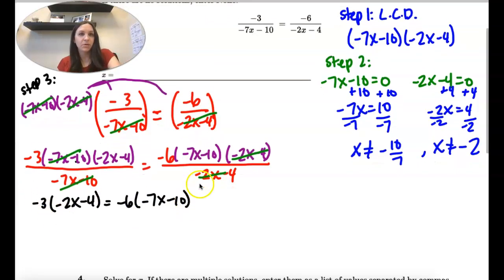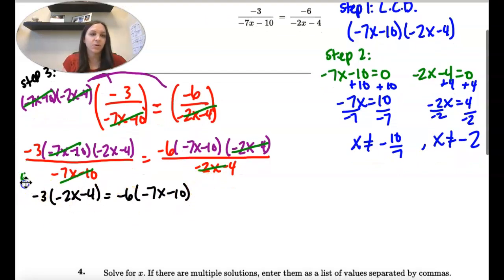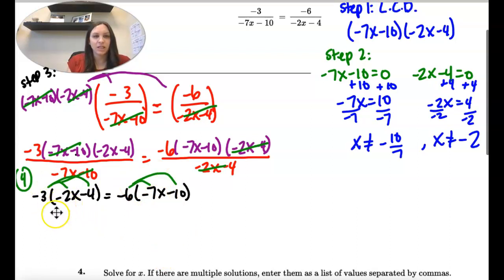Okay, so now we're going to solve. Now we're on to step 4. So I'm going to distribute on both sides and then get x by itself. So negative 3 times negative 2 is positive 6. Negative times a negative is positive, 42x plus 60. So all those negatives became positive.